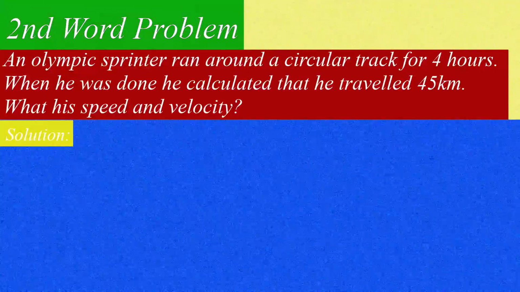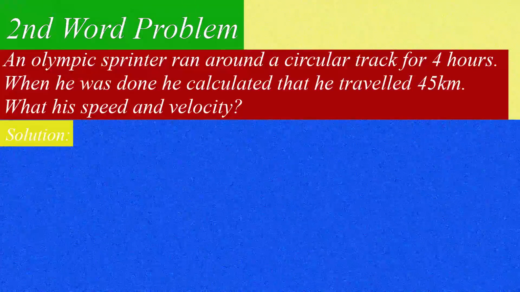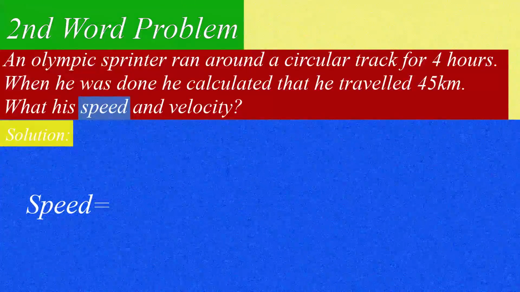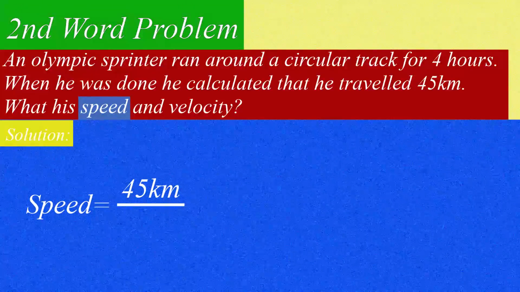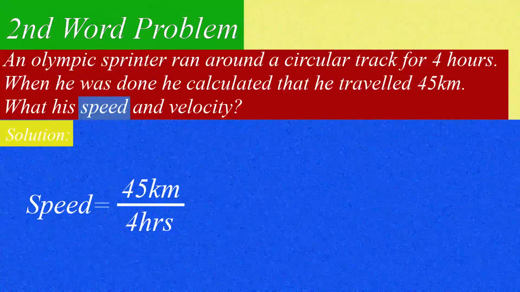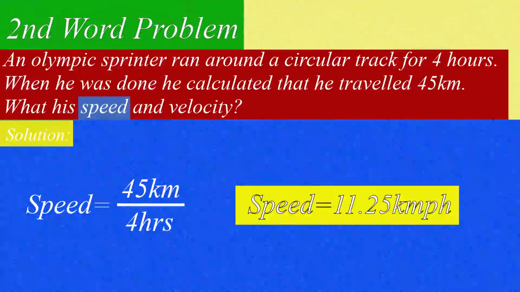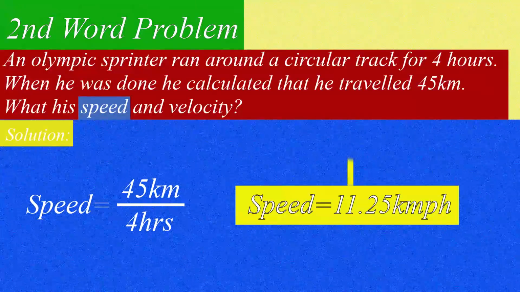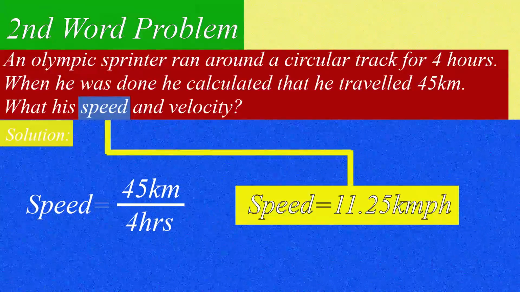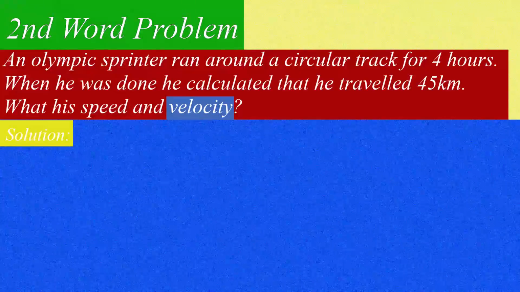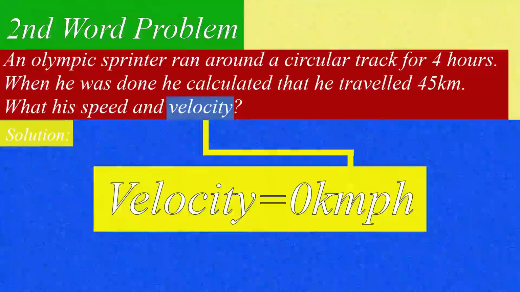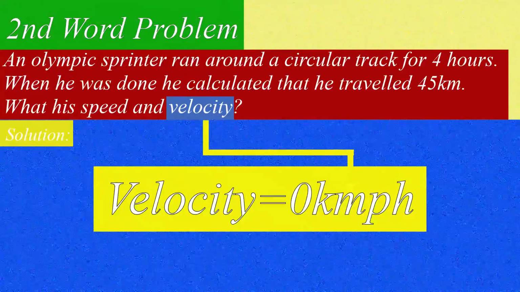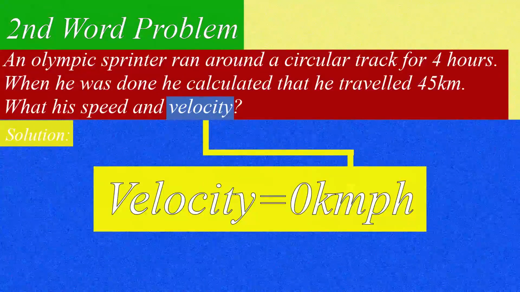Since we have his distance and time, solving for his speed is easy. His speed is 45 kilometers over 4 hours. So his average speed is 11.25 kilometers per hour. Now, for his velocity, it is 0. His velocity is 0 because he traveled around a circular track.